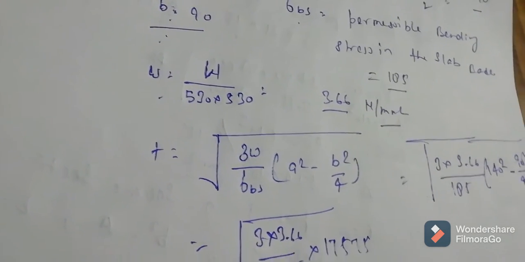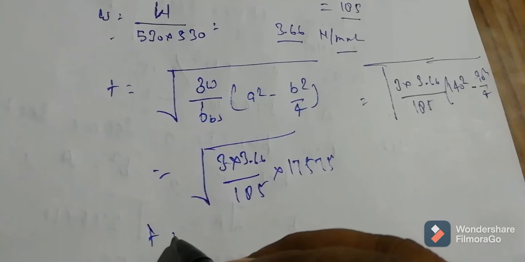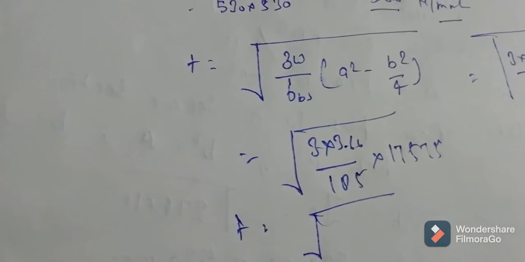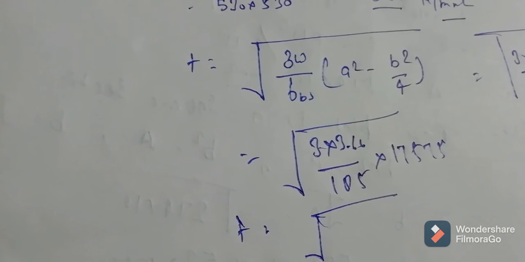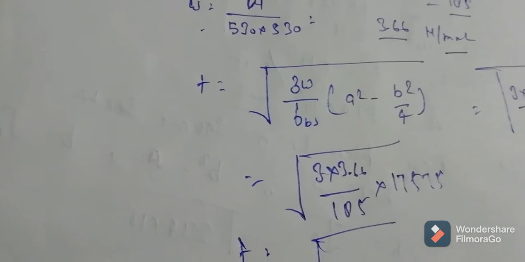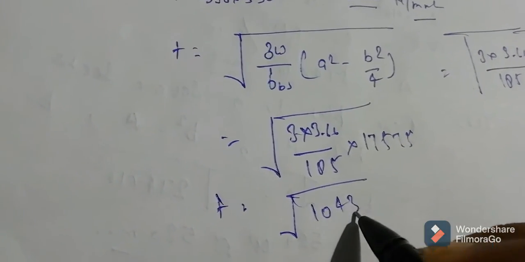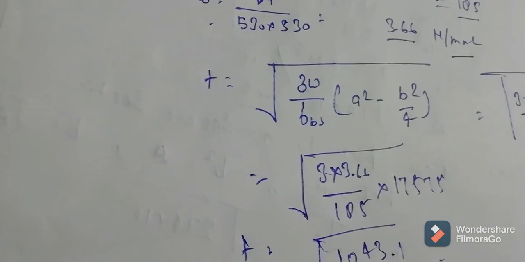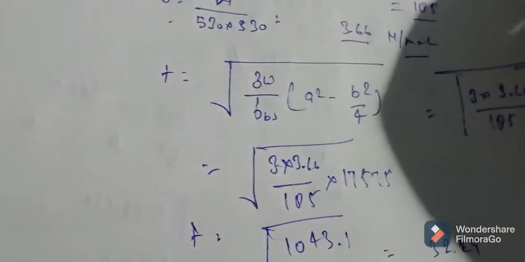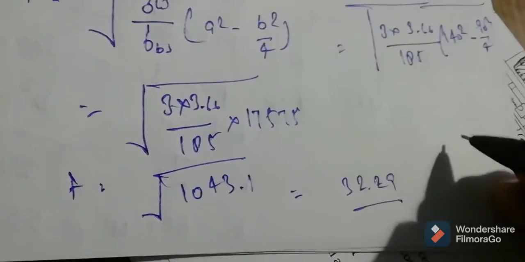So that is 1043.1. If you solve this, the under root answer equals 32.29. So this is the thickness of the base slab, in mm.